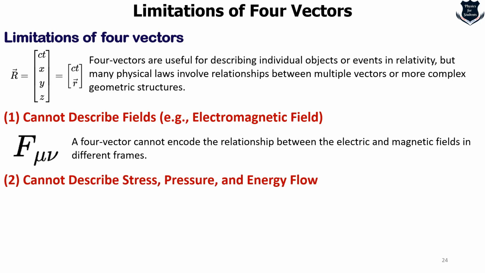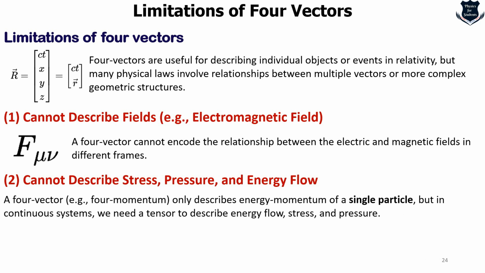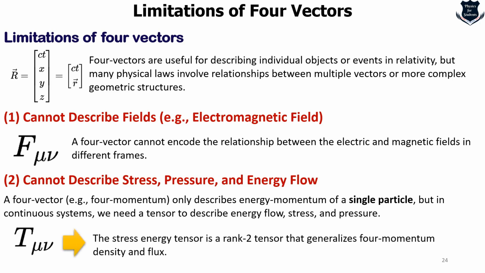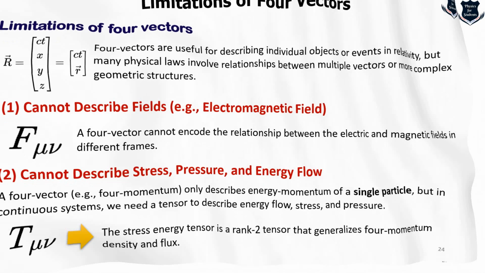Second, they cannot describe stress, pressure and energy flow, because a four vector can describe the energy momentum of a single particle. But when we get a continuous field kind of concept, describing energy flow, stress and pressure becomes difficult. So the stress energy tensor is a rank 2 tensor that generalizes four momentum, density and flux.